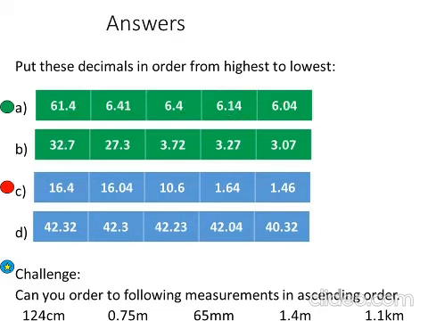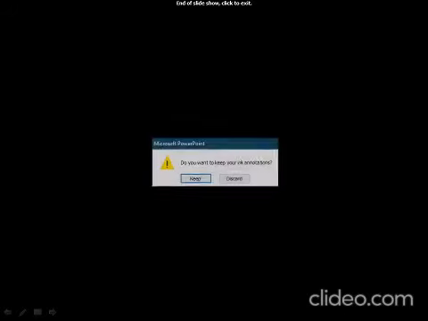Okay, then we have 6.41, 6.4. Now comparing 6.41 and 6.4, which one is bigger? Obviously it's 6.41. Why? Because 41 is bigger than 40, right? And then 6.14 and 6.404. Okay. All right, that's all. Thank you very much.